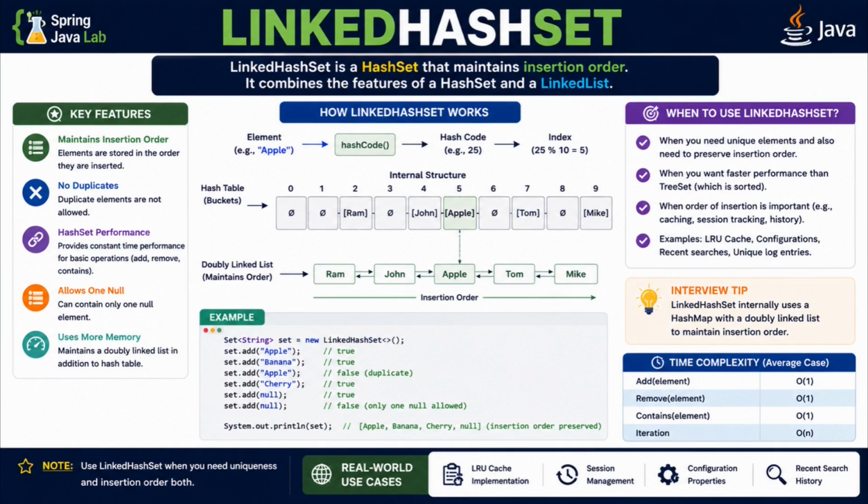Now suppose uniqueness is still important, but you also want to preserve the order in which elements were inserted. That's exactly what LinkedHashSet provides. It combines the uniqueness of HashSet with insertion order preservation. So if you insert Java, Spring, Docker, Kubernetes, they'll always be returned in that same order. This makes LinkedHashSet useful for displaying unique records while preserving user input order. Examples include recently searched items, unique browsing history, ordered tags, and configuration entries. A simple memory trick: LinkedHashSet equals HashSet plus order.